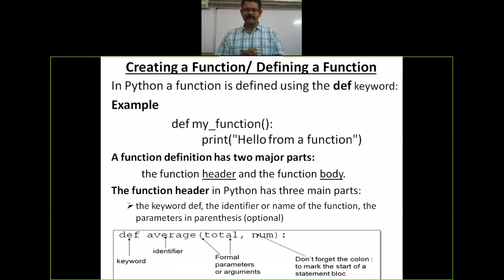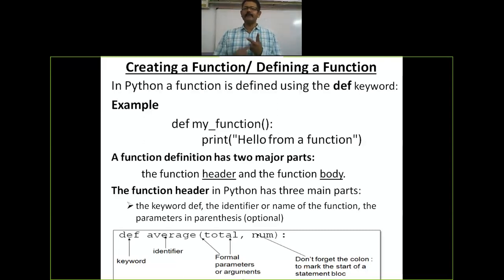The colon sign is a must. So after the colon sign you have to write all the body of the function. Like in this example, it is written print hello from a function. This message is only one statement, that is called the body. So in the function definition, there are two parts. One is the function header, where the name of the function is written. That is the important one. And the second one is the body of the function.